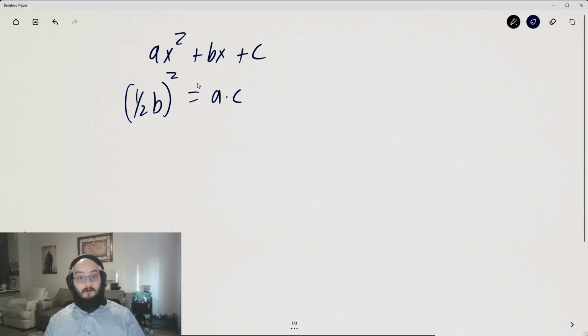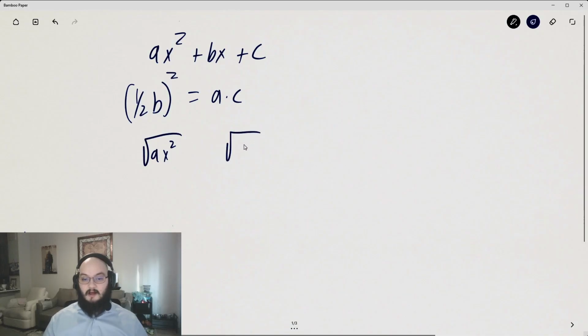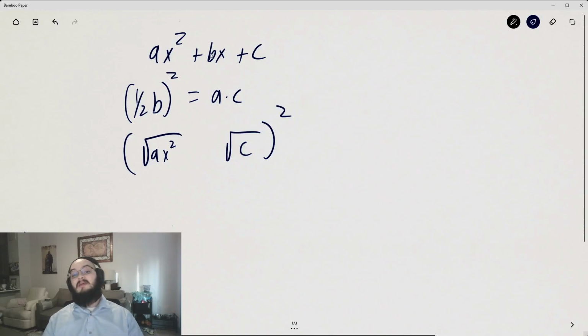Once you know it's a perfect square trinomial, the factorization is going to be the square root of ax squared, the square root of c squared, and if b is positive, we put an addition sign here. If b is negative, then it gets a minus sign. So this sign is dependent on what sign b has in our original quadratic. Let's take a look at a couple of examples so we can see how this works out.